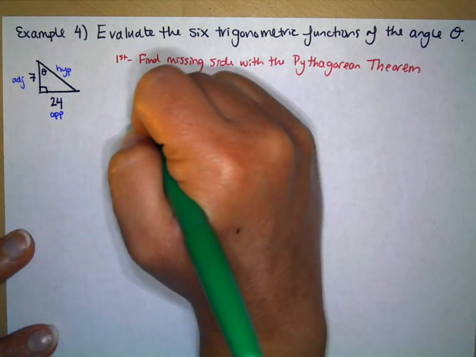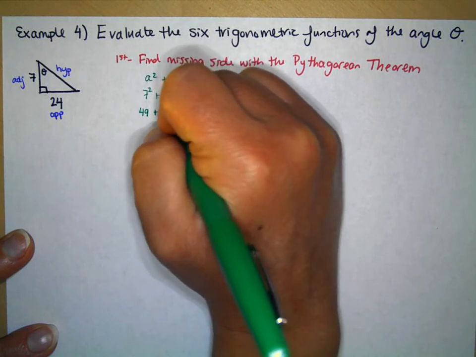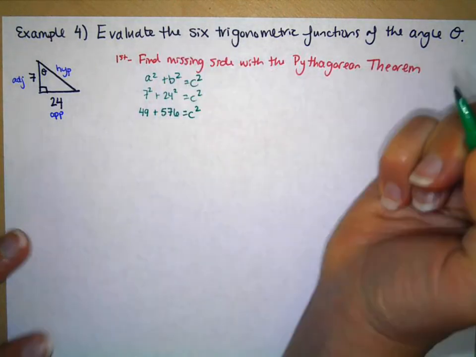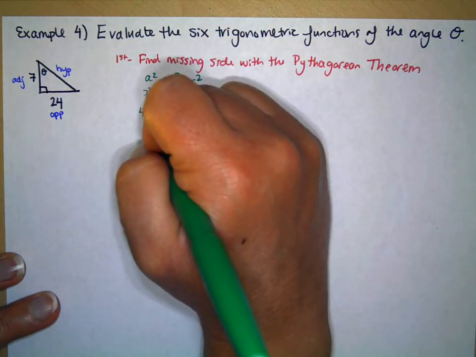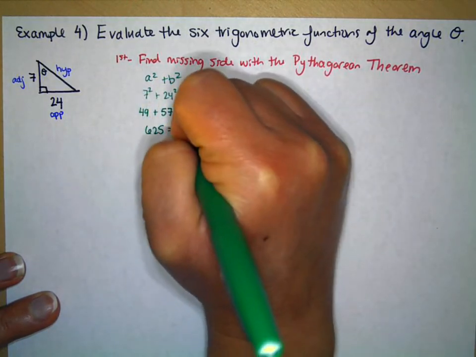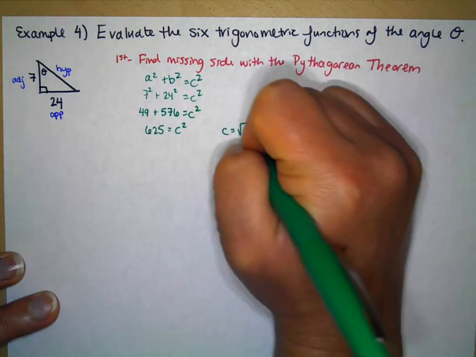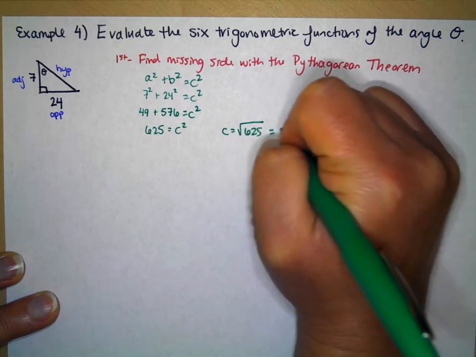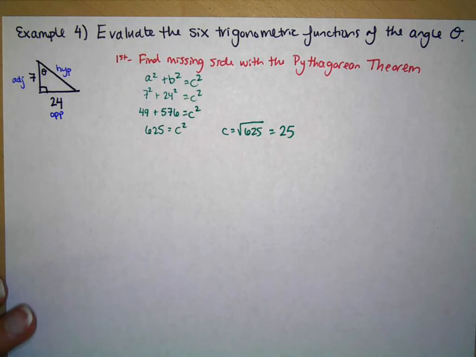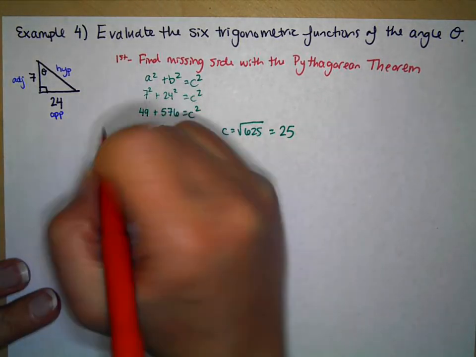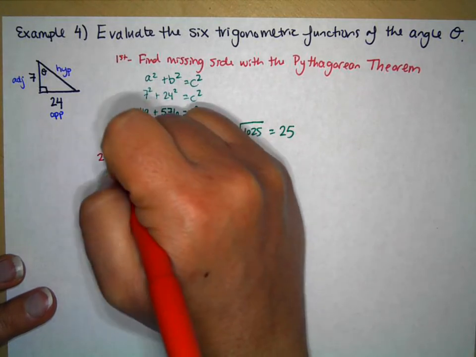7 squared gives us 49. 24 squared gives us 576, is equal to c squared. 49 plus 576 is 625 equals c squared. And if you take the square root of each side, c equals the square root of 625, which happens to be 25. And now that we know all 3 sides, we can write the 6 trig ratios.